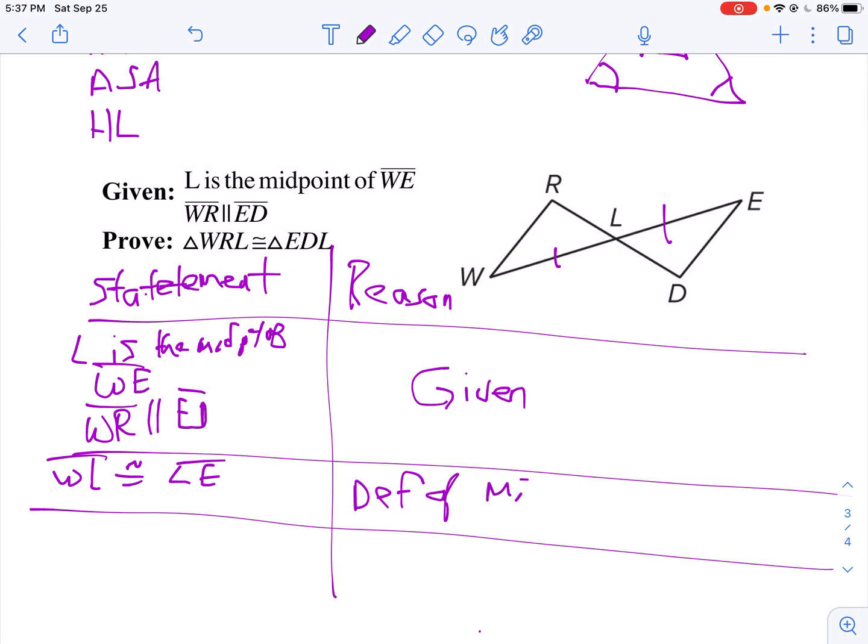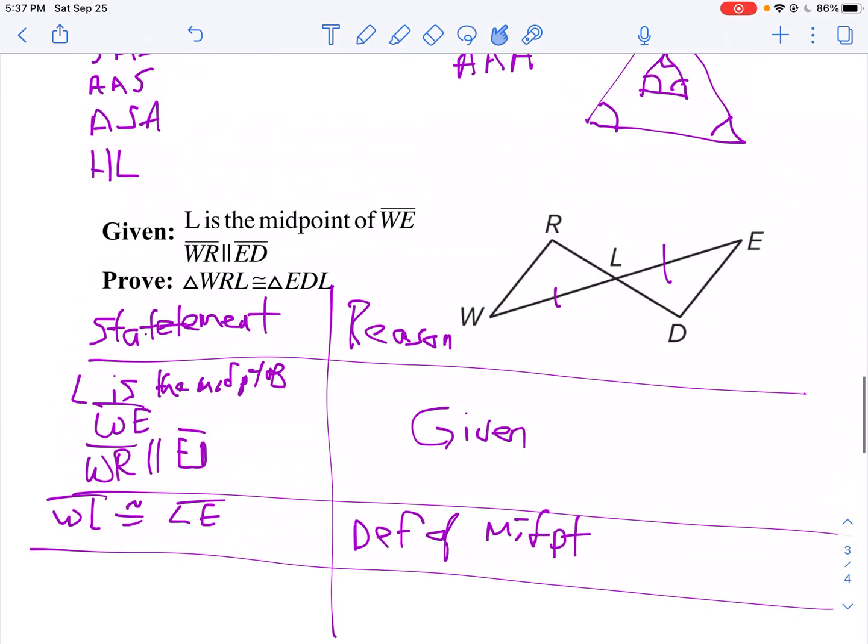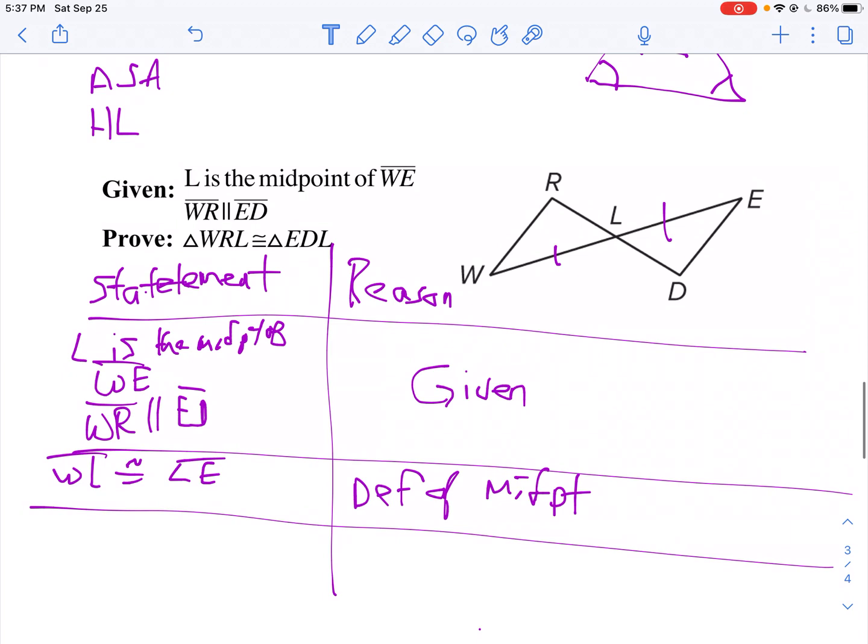So whenever you have a vocabulary word given to you in the proof, usually, not always, but usually you're going to have the definition of that vocabulary word in your proof at some time. Now let's look at our other given. Our other given says WR is parallel to ED.